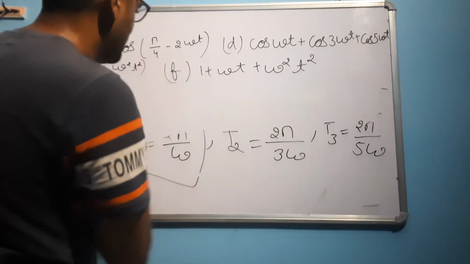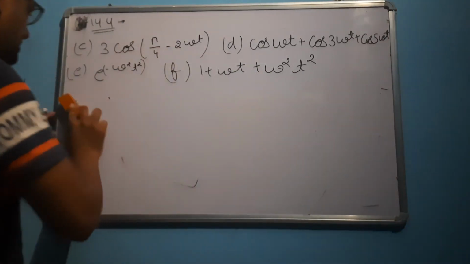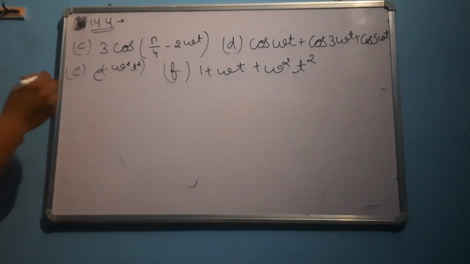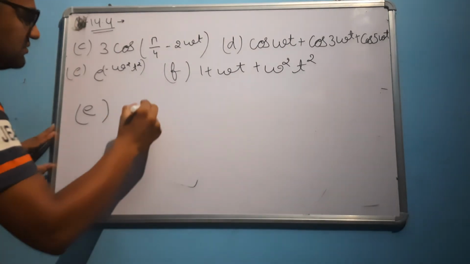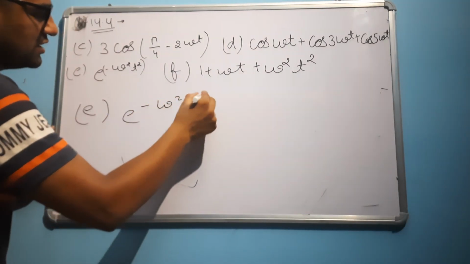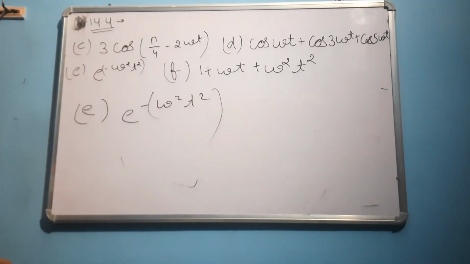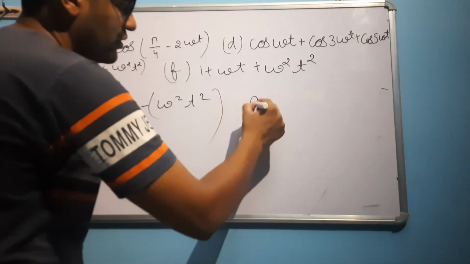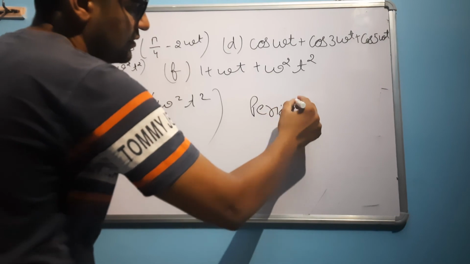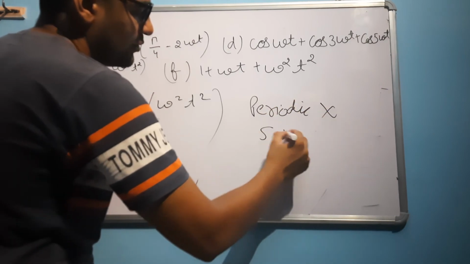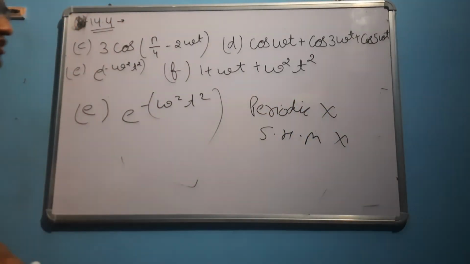So now we are left with the numerical part E. E is e to the minus omega square t square. This function is monotonically decreasing, and it is not repeating its motion, so it is not periodic and not a simple harmonic function.